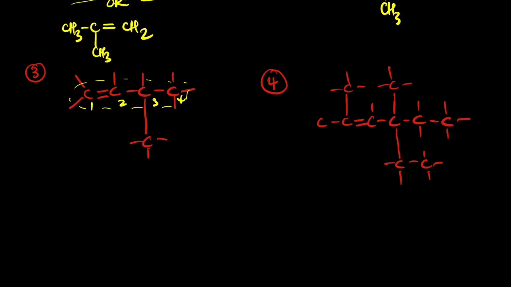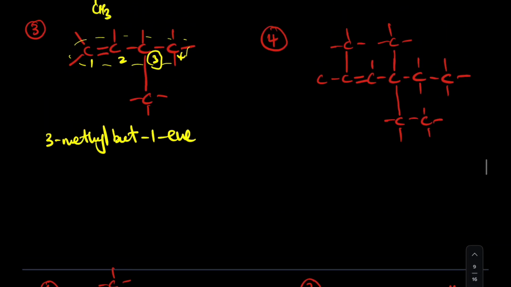So now again, when we name the branched alkene, we start with the branch. The branch is in carbon 3, so we're going to say 3-methyl. We have a methyl in carbon 3, and then it's but, because there are 4 carbons. And then where's the double bond? It's in carbon 1, 2. 1 and 2, it's 1. So it's 1-ene. Right? All right.